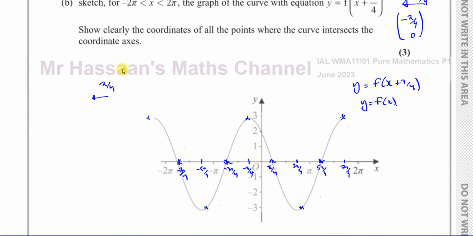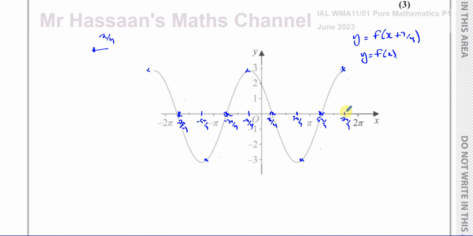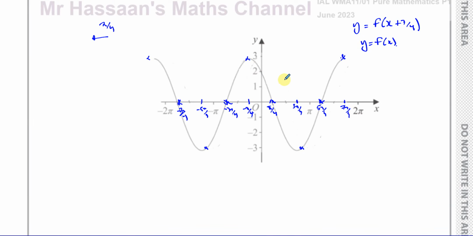So it says, show clearly the coordinates of all the points where the curve intersects the coordinate axes. So let's see, is this actually going to be 2? Make sure. For all of these, we've got the points here. So I'm going to write them out a bit more clearly because it's a bit of a mess there.